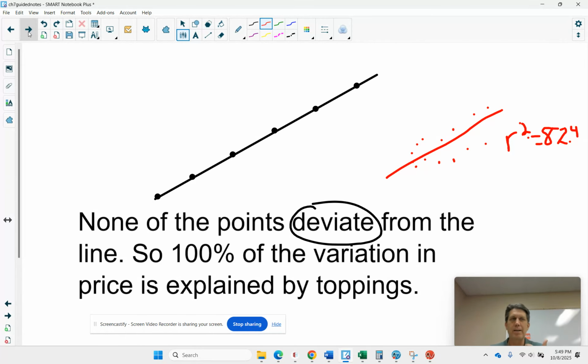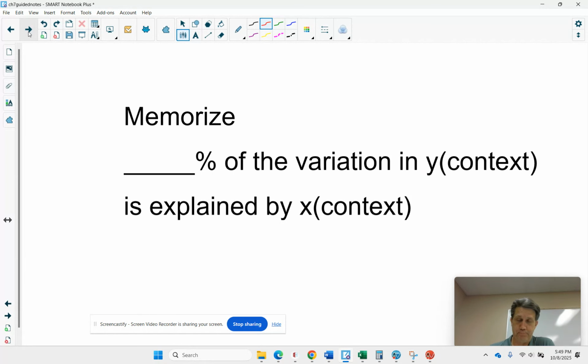Okay, so it's something you have to memorize. This will be the last part of the video that I put on here. But you have to memorize this statement for r squared. And I'll talk about it more in the other videos. This is kind of an intro. R squared: percent of the variation in y, whatever the context is, in our case it was price, is explained by the number of toppings. Okay, so that's what you have to memorize for r squared.